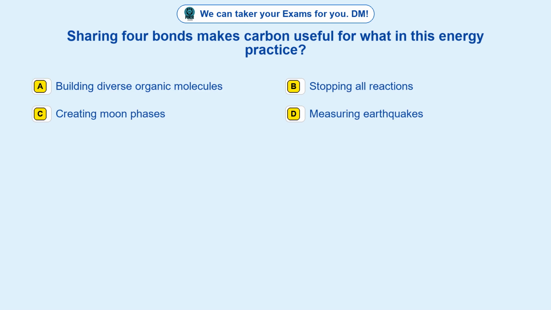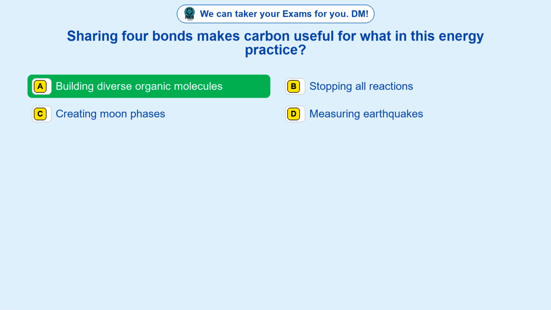Question 52. Sharing 4 bonds makes carbon useful for what in this energy practice? Option A, building diverse organic molecules. Option B, stopping all reactions. Option C, creating moon phases. Option D, measuring earthquakes. The correct answer is option A.